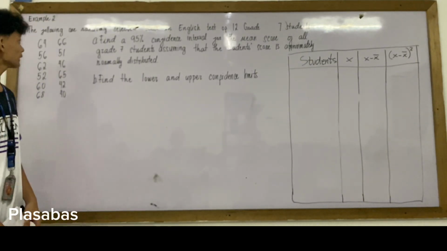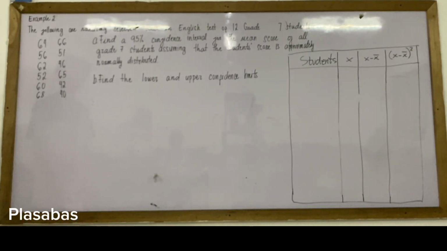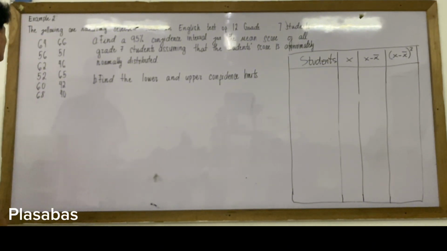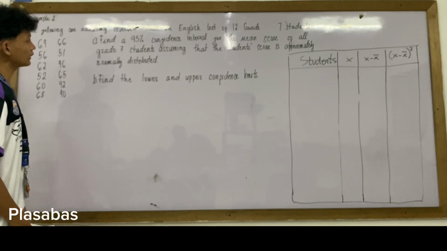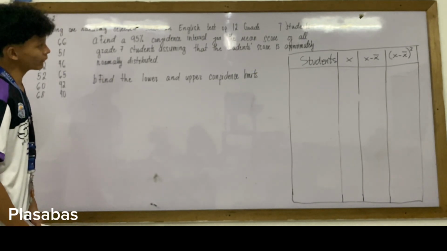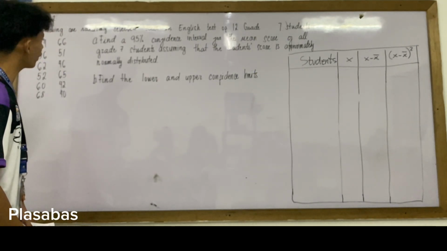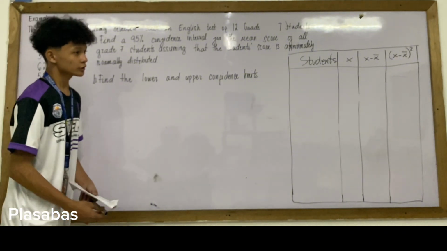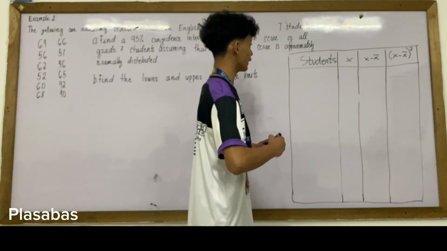So we're going to tackle example number 2. The following are randomly listed English test scores of 12 grade 7 students. We have the sample: 64, 56, 62, 52, 60, 68, 66, 51, 46, 65, 42, 40. We need to find a 95% confidence interval for the mean score of all grade 7 students, and find the lower and upper confidence limits. So let's proceed with step 1.